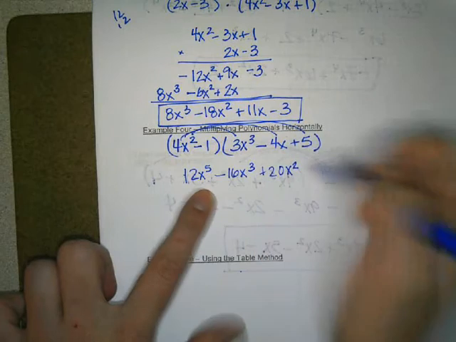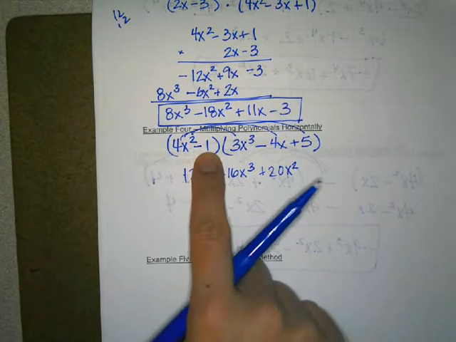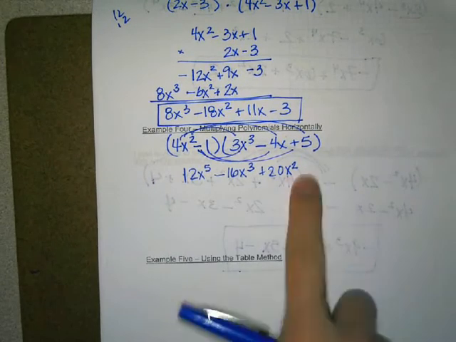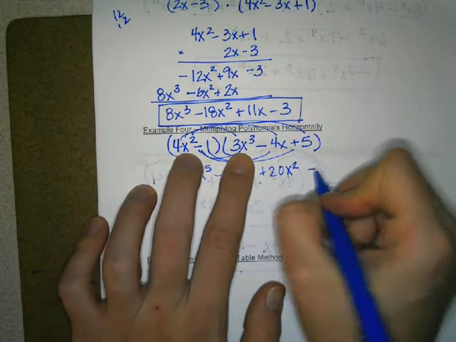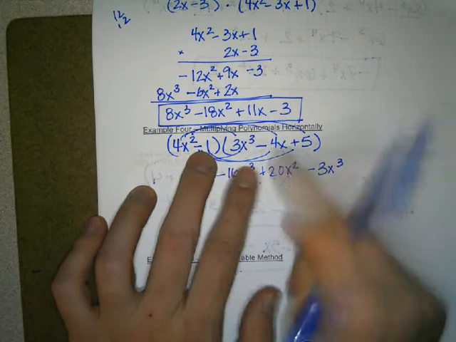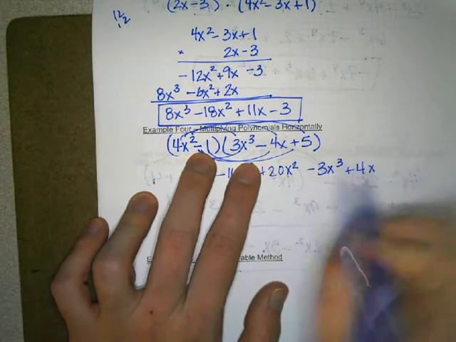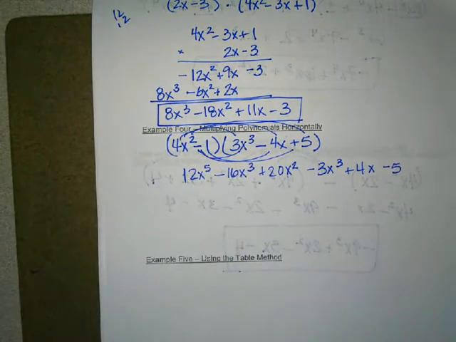Okay. Then you can't forget about that negative 1, because every term in the one has to be distributed to every term in the other. So we're going to distribute the negative 1 through as well, and then just tack it on to the end. So negative 1 times 3x cubed just gives me negative 3x cubed. Negative 1 times negative 4x gives me positive 4x. Negative 1 times 5 gives me negative 5. What do you think we do now? Add your like terms. Combine your like terms.